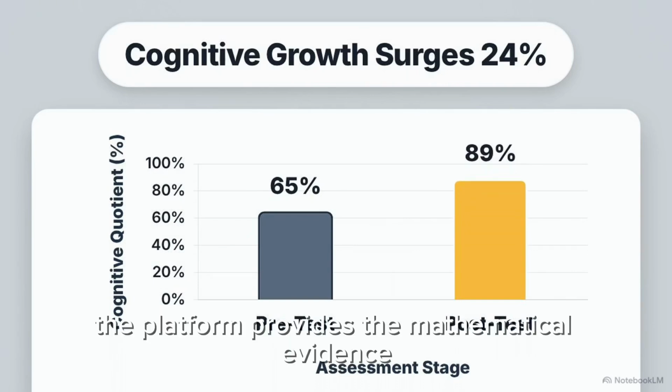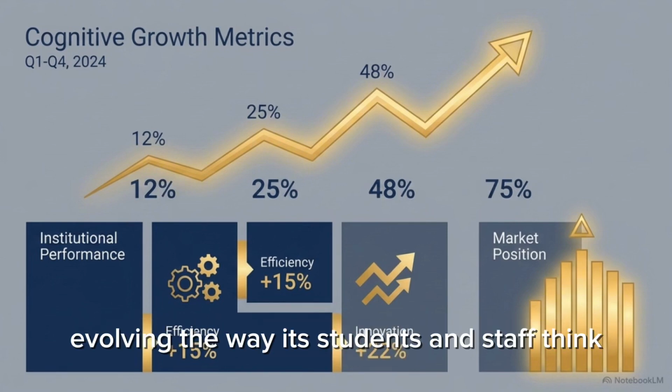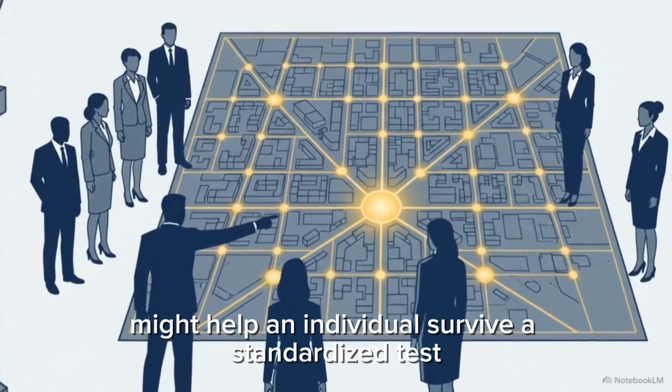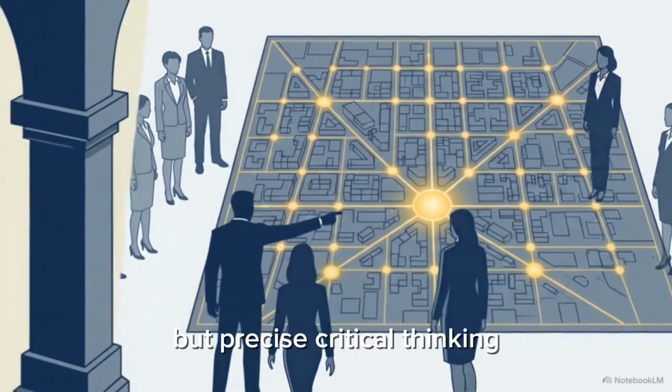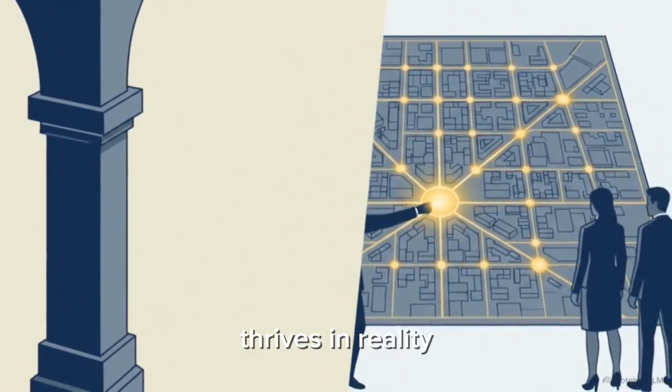The platform provides the mathematical evidence required to prove that an institution is successfully evolving the way its students and staff think. Rote memorization might help an individual survive a standardized test, but precise critical thinking is the only way an organization thrives in reality.